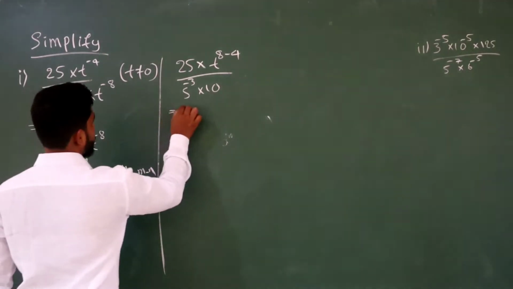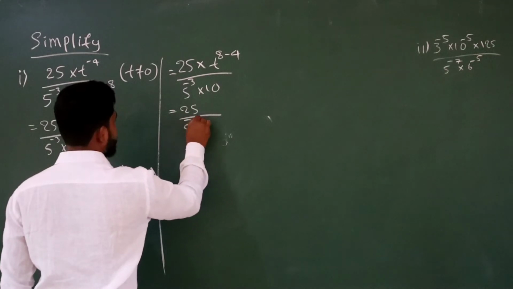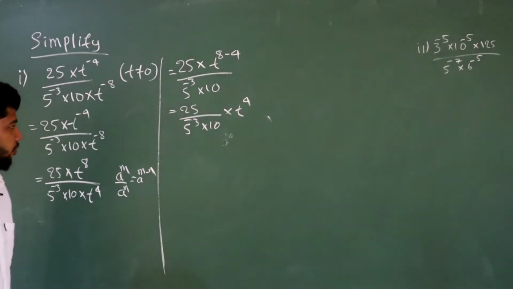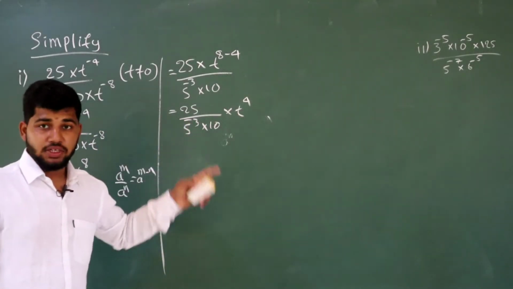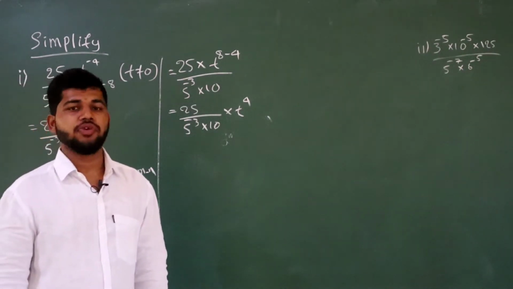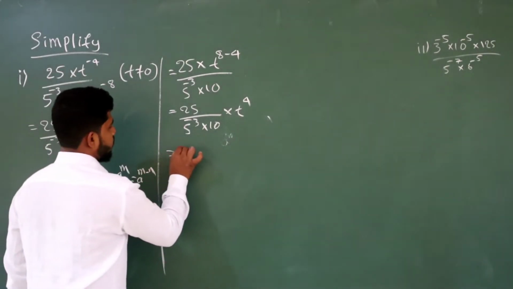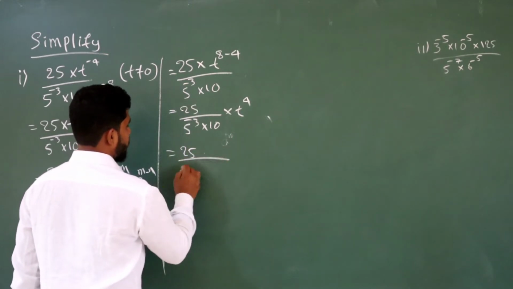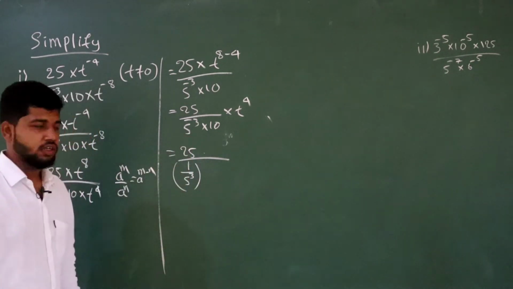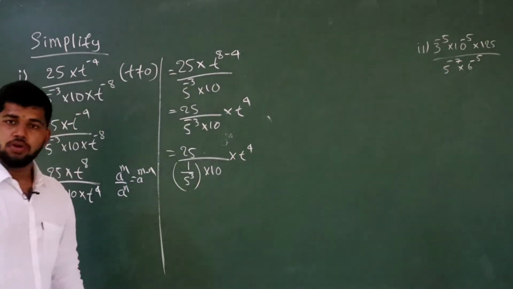Now 25 divided by 5 power minus 3 into 10 into t power 4. Now 5 raised to minus 3 is in the form of a raised to minus m. We can write 5 raised to minus 3 as 1 by 5 raised to 3, into 10, into t power 4.